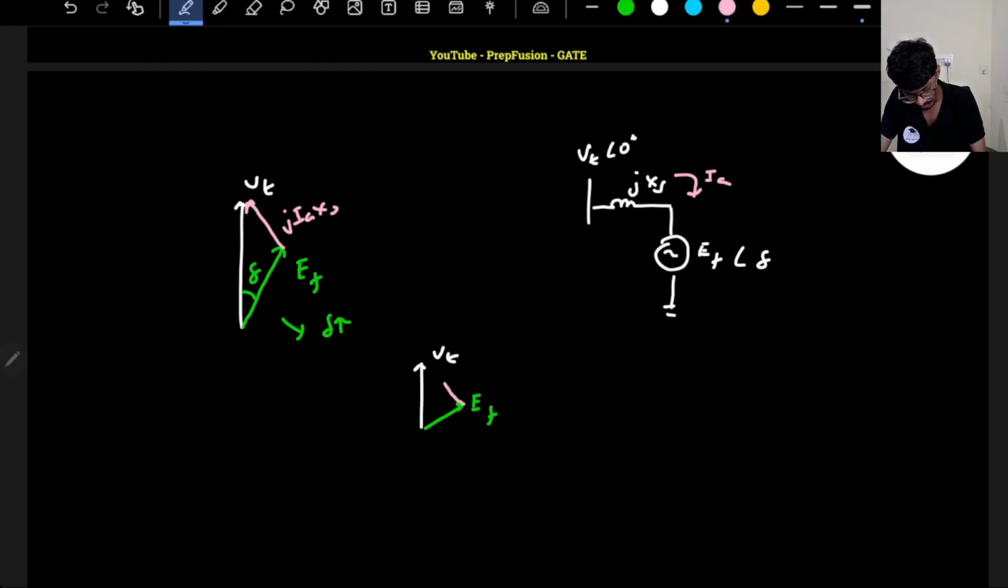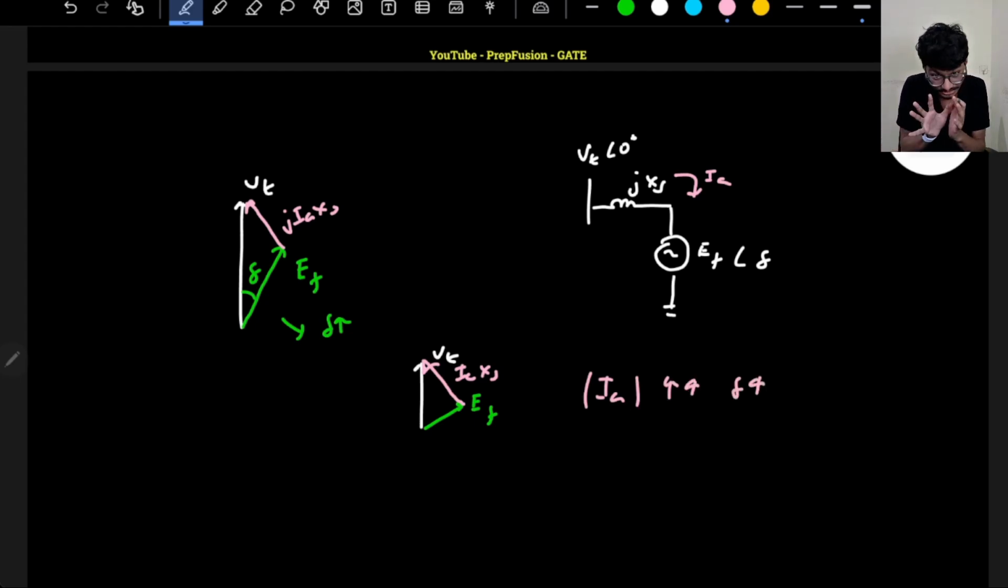One thing you notice is that IA into XS is constant. So basically the magnitude of IA will increase. If delta increases, magnitude of IA increases. Like this I'm doing a rough analysis, not an exact analysis. So your amplitude of IA is increasing when delta is increasing. When delta is reducing, the same way you will see the amplitude of IA reduce.